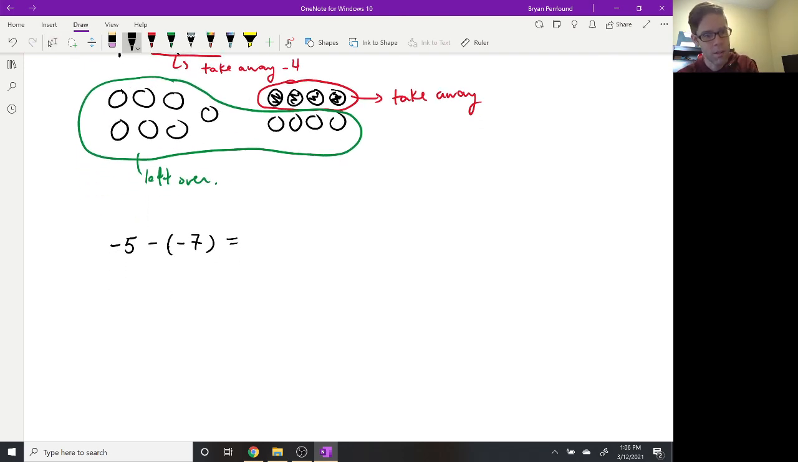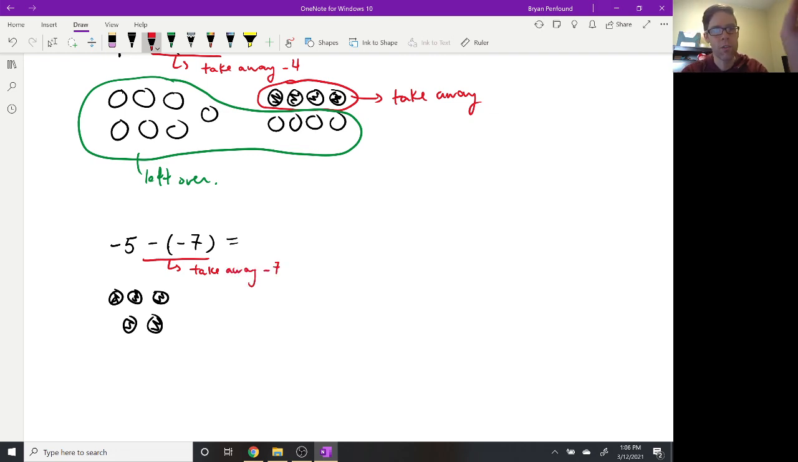Okay, again, we'll start by modeling that minuend. So here is our -5. We need to take away -7. I don't have -7 right now. I only have -5. So essentially what I need is to get 2 more negative chips into the picture. So there's kind of 2 ways you can go about doing this.